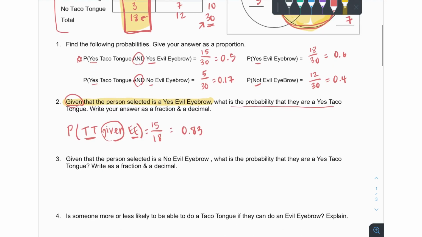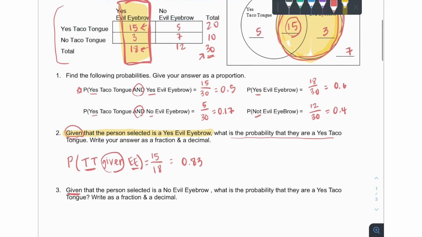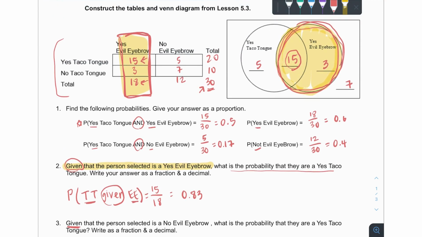Now we're going to try number 3. Given, so again, that's our given, that the person selected is a no evil eyebrow. Now we're not talking about the yeses, we are talking about the no's.